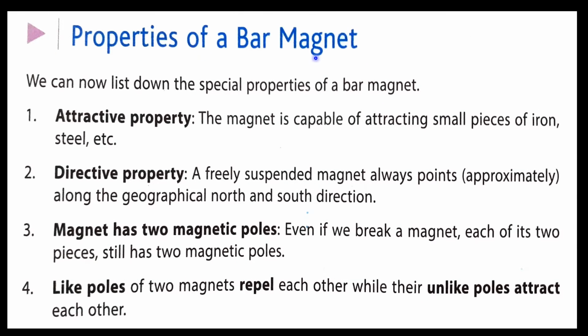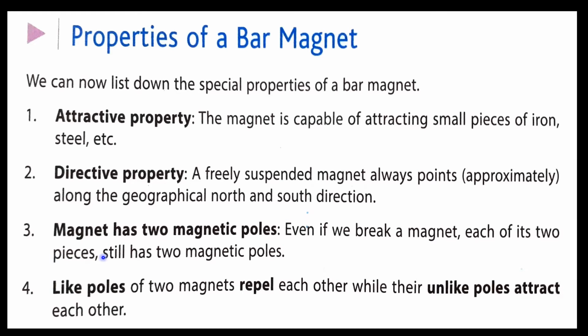Properties of a bar magnet. Students, we can now list down the special properties of a bar magnet. First is attractive property. The magnet is capable of attracting small pieces of iron, steel, etc. Second is directive property. A freely suspended magnet always points approximately along the geographical north and south direction.